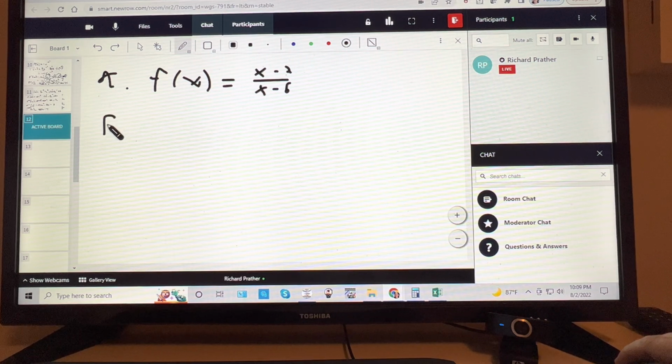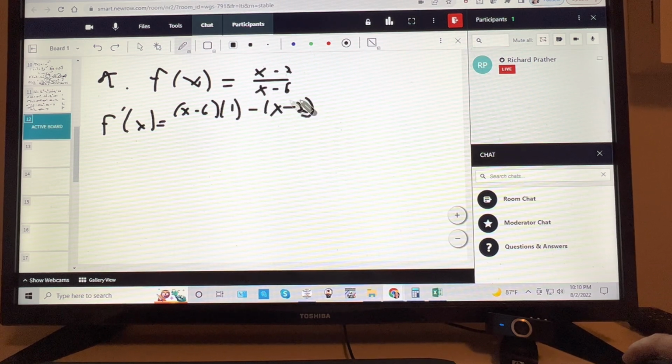So the first derivative, second, times derivative of the first, which is just a 1, minus the first. Derivative of the second is 1, and then you do have to do over the second squared.